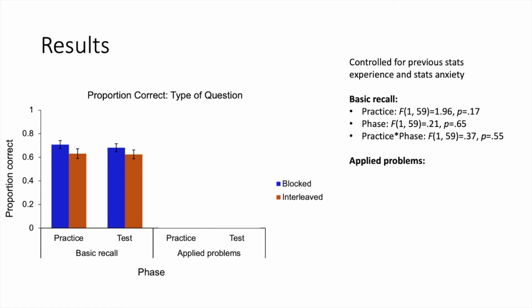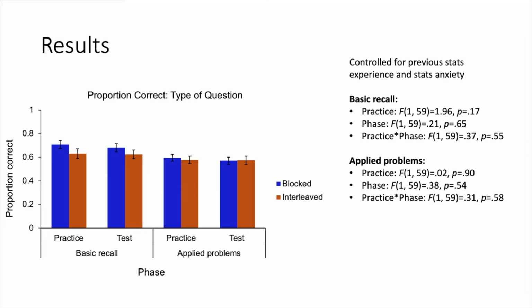The next thing we looked at was the proportion correct on each type of question separately. And although we had no a priori hypotheses about what any kind of practice effects would look like for the basic recall questions, we do include them here for comparison. So for the basic recall questions, we did not observe any significant effects anywhere. And the same was also true for the applied problems. We didn't observe any significant effects anywhere for the applied problems either. And again, this lack of a difference at test for the applied problems is contrary to our second hypothesis. So we did not find any evidence supporting the idea that interleaving would help students apply concepts. So interleaving didn't seem to help.